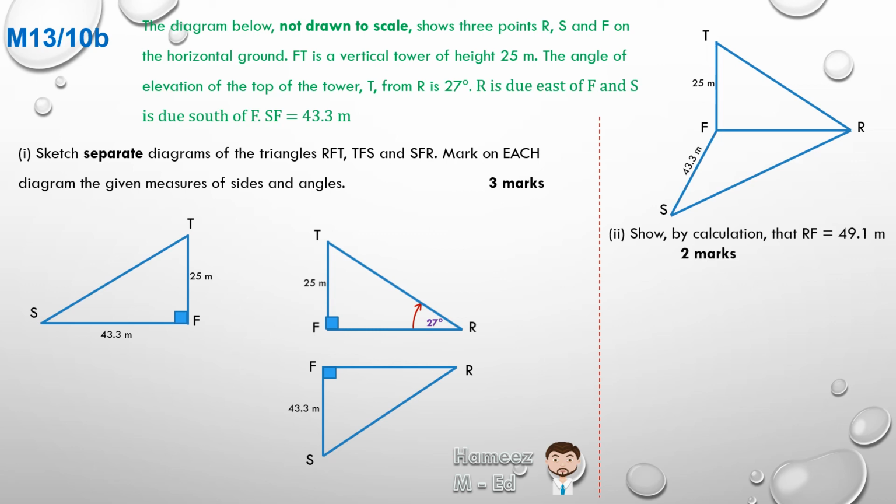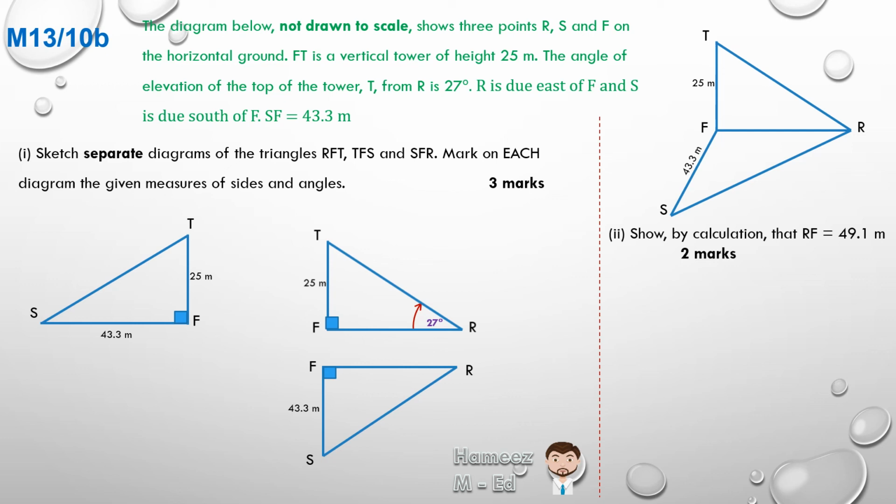For part 2 of the question, show by calculation that RF is equal to 49.1 meters. If we look at the triangles on the left-hand side, which one of the three should be picked? We want to find RF. So the triangle on the extreme left does not even have R in it, so we can't use that. So it'll either be one of the two on the right-hand side.